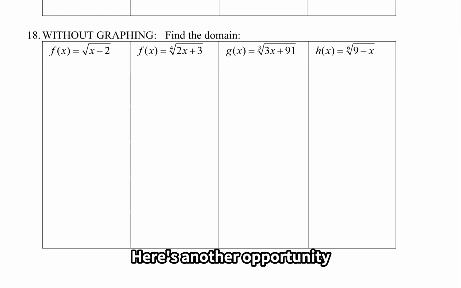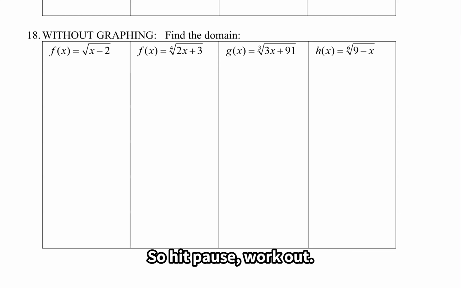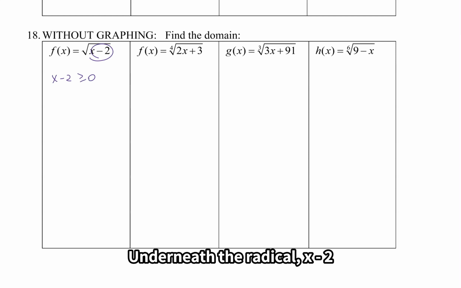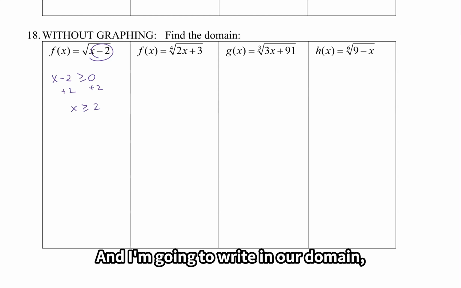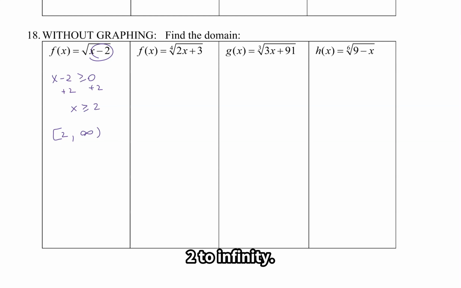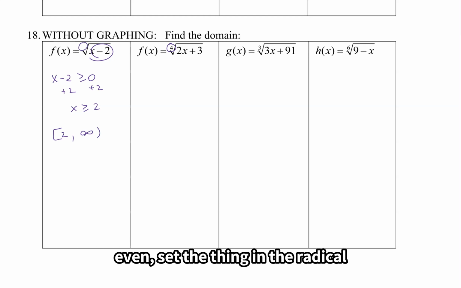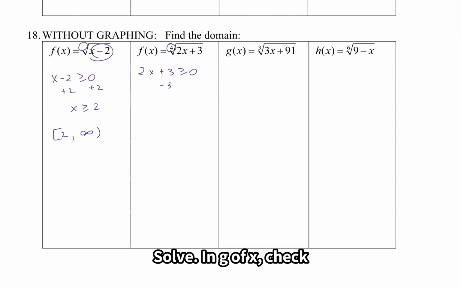Here's another opportunity for you to try finding that domain on your own. So hit pause and work it out. Underneath the radical, x minus 2. X is greater than or equal to 2. We're going to write it in interval notation. 2 to infinity. Again, checking the index. It's even. Same over here, even. Set the thing in the radical greater than or equal to 0, solve.